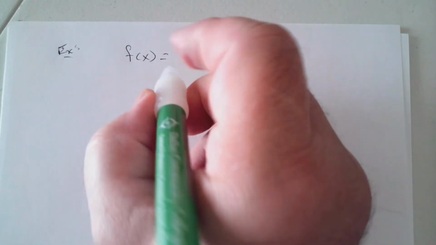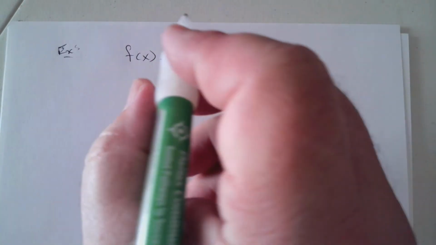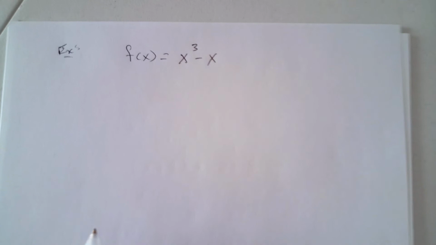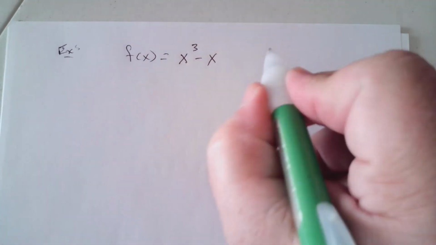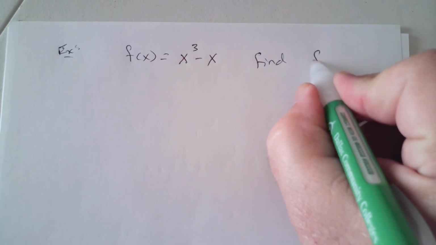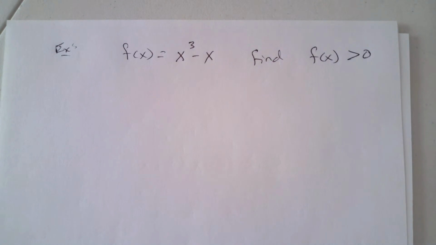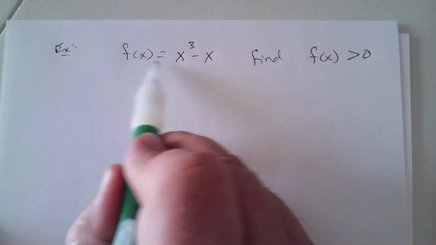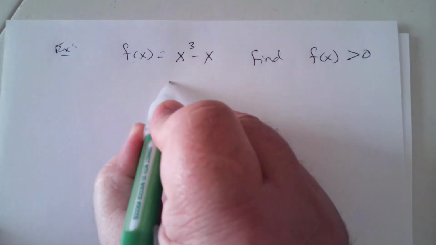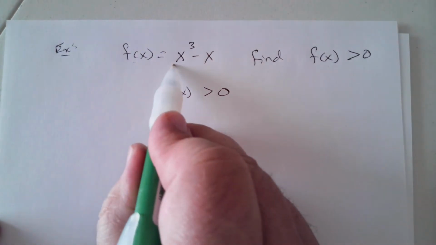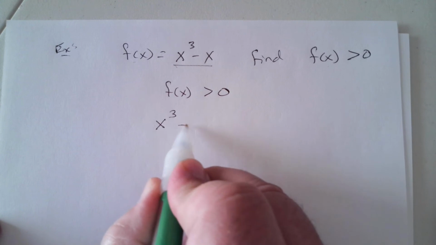f of x. The function itself equals x cubed minus x. Find f of x greater than 0. You'll sometimes see it this way. Okay, so this is our function, f of x is this. We're looking for f of x greater than 0. f of x is x cubed minus x.